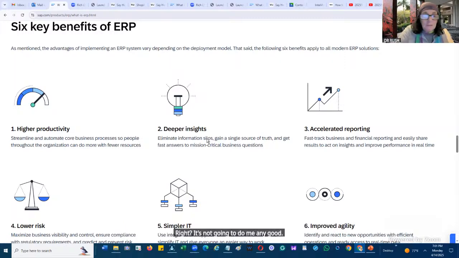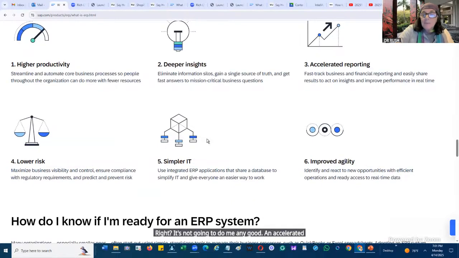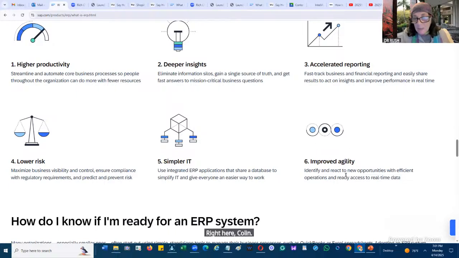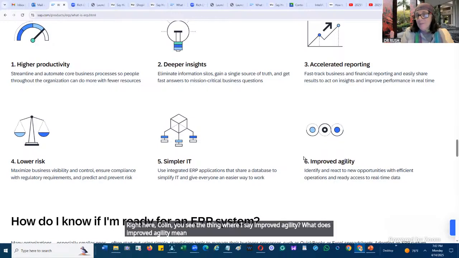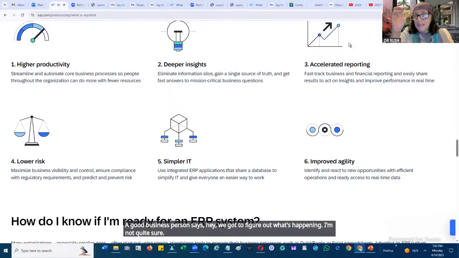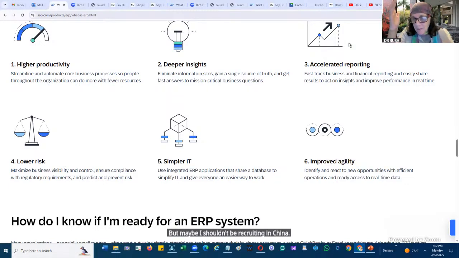And accelerated reporting, lower risk, simpler IT, improved agility. You see this right here, Colin? You see the thing where I say improved agility? What does improved agility mean? That I can move with the times. You see, there's a tariff now coming out. A good business person says, hey, we've got to figure out what's happening. I'm not quite sure, but maybe I shouldn't be recruiting in China. Maybe I shouldn't have all my goods in China now.